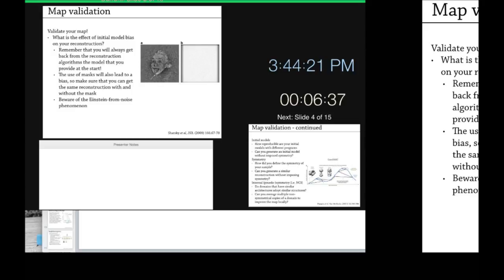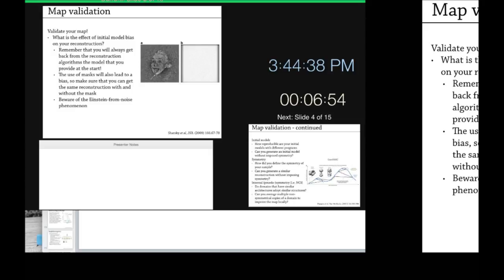Any questions? Anyone had any problems with this, encountered this during their work? Actually, I have a question. At what stages can you apply masks? Can you apply them at almost any step along the way?